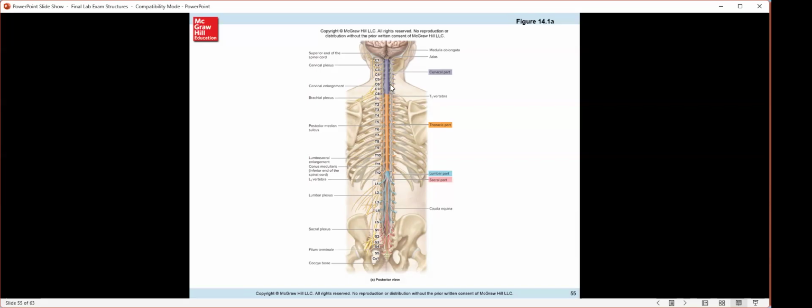And we have a couple enlargements. Right at the bottom of the cervical region we have a cervical enlargement, and at the bottom of the thoracic area, right before we get to the lumbar area, we have an enlargement called the lumbosacral enlargement.